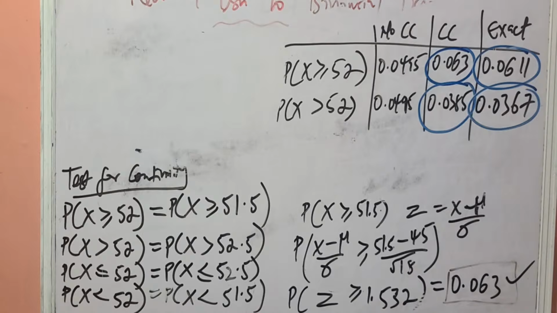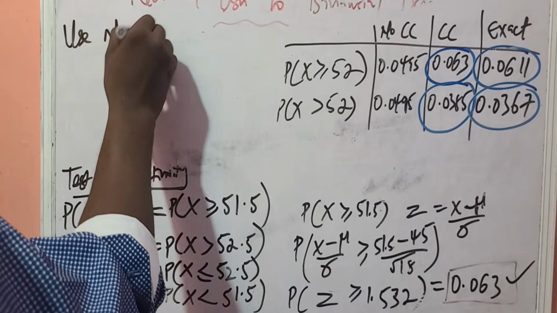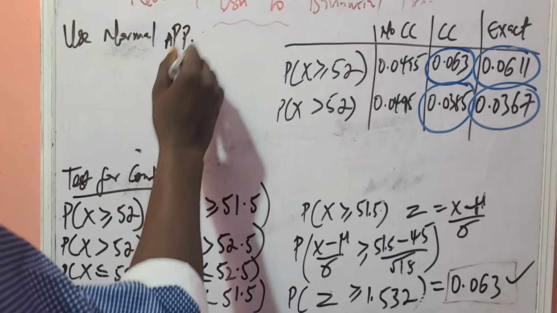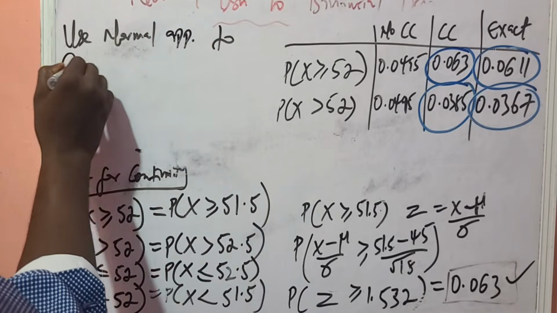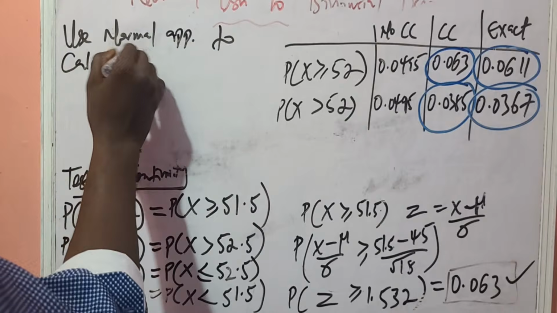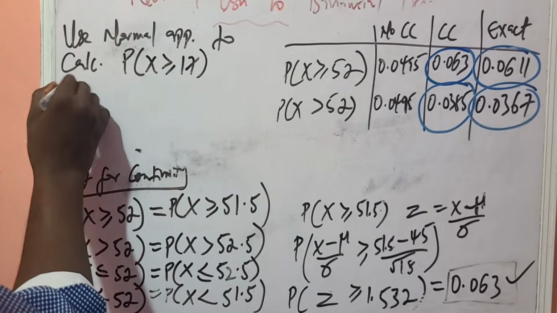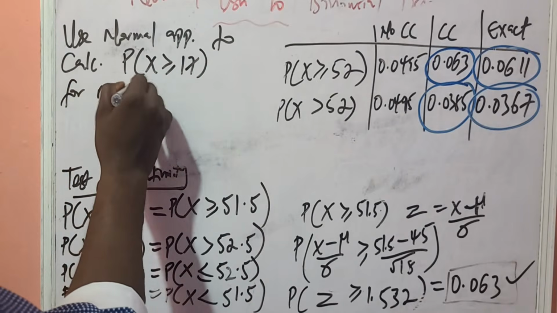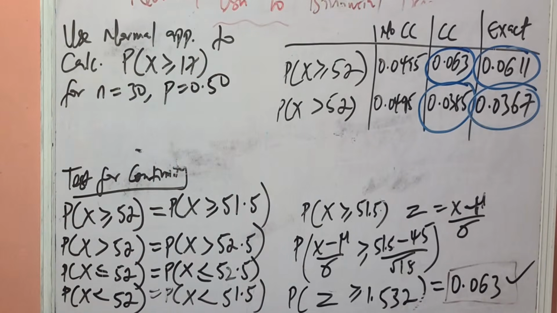All right, so the question is for you to use normal approximation to calculate the probability of x greater than or equal to 17. Of course, we are given n equals 30 and p equals 0.50. So you can start to solve that with everything I've explained. Of course, I will keep solving right here.